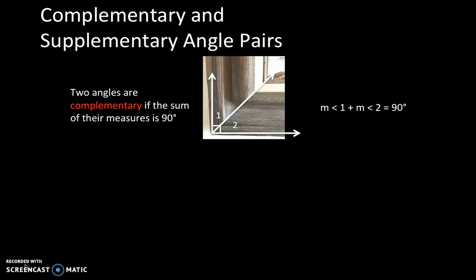Here's a picture of a picture frame, and you can see that this angle is approximately 90 degrees. When those two pieces of wood are put together, they are complementary and they form the corner.